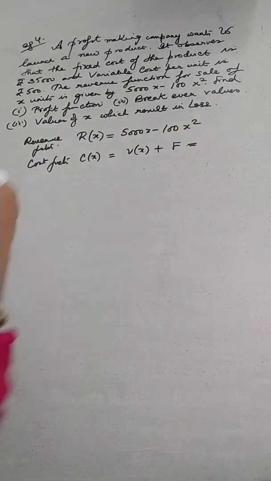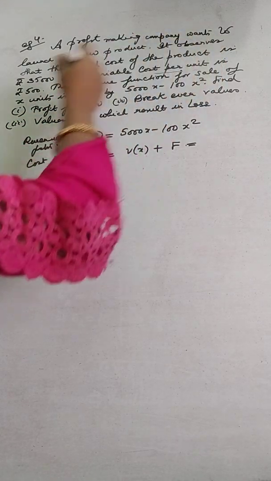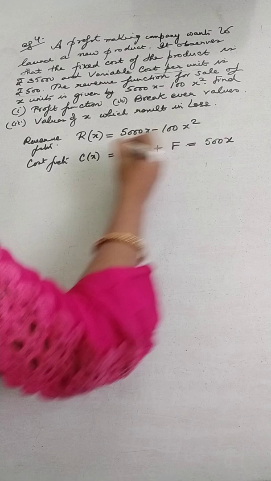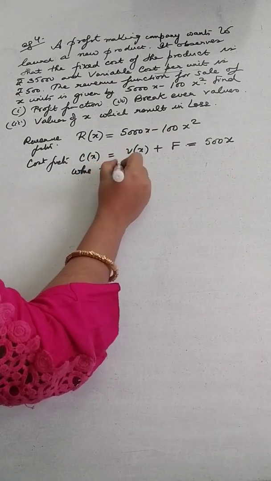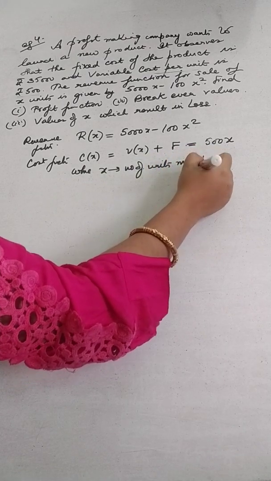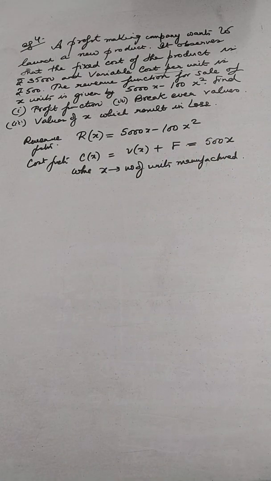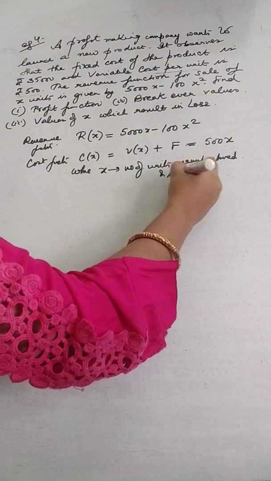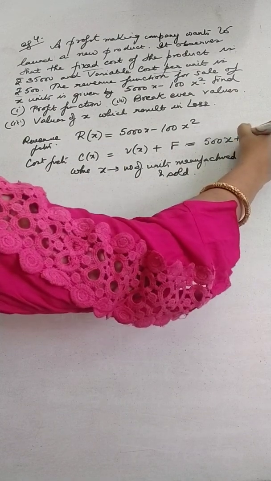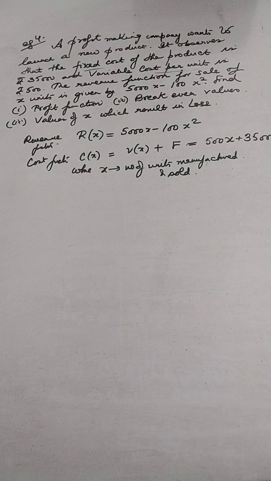And therefore that is equal to, what is the variable cost? Here they are saying variable cost per unit is rupees 500. For 1 unit it is 500. For x units it is 500x. So you will mention where x is number of units manufactured and sold. So 500x is your variable cost. Fixed cost is how much? It's given already. Fixed cost of the product is 35,000. So plus 35,000 over here. So this is your cost function.